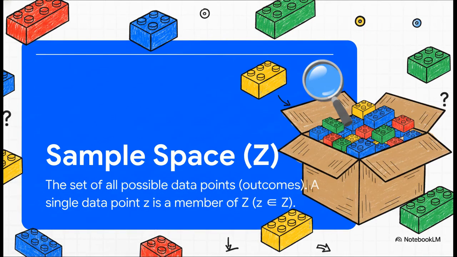So if our little z is one Lego brick, then the sample space, which we write with a capital Z, is the whole box. It's the entire set of every single possible brick you could ever pull out. And that little bit of notation, z is in Z, that's just a quick, mathy way of saying that our specific outcome, our z, belongs to that bigger universe of possibilities, Z.